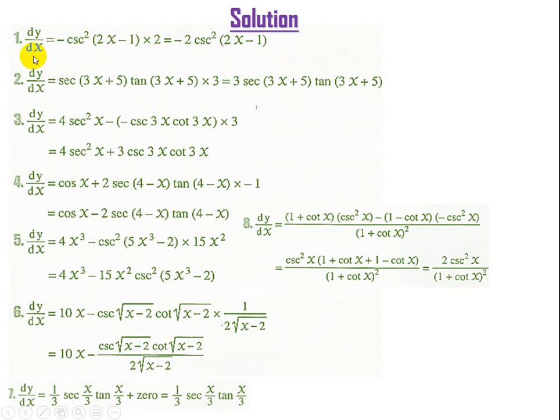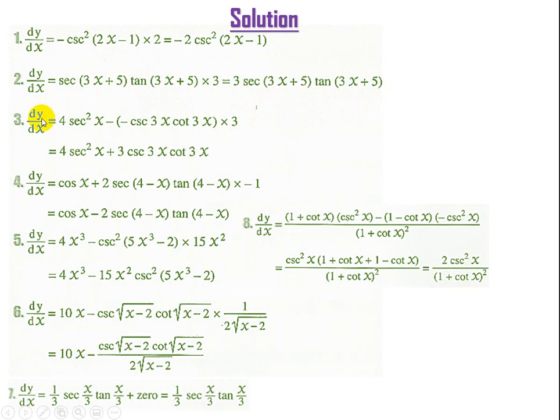Exercise number 2, y equals sec (3x plus 5). The derivative of sec is sec tan, so it will be sec (3x plus 5) tan (3x plus 5) times 3, which means the derivative of the angle. So the answer is 3 sec (3x plus 5) tan (3x plus 5).